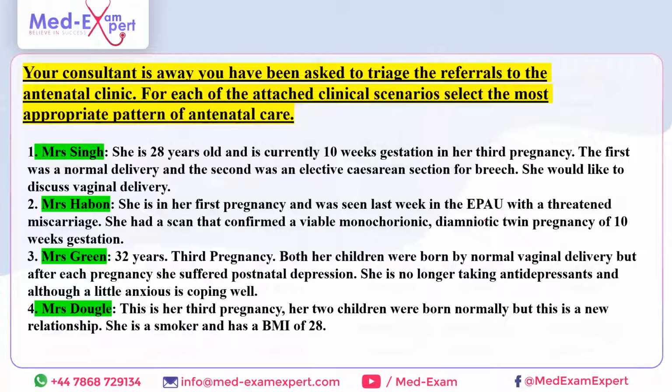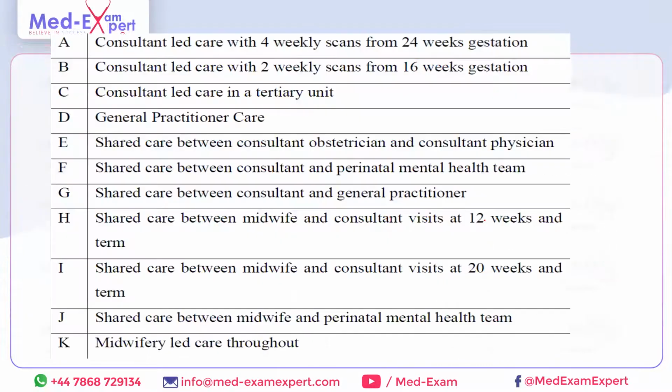Next is Mrs. Havens. She is in her first pregnancy, and she was last seen in the early pregnancy assessment unit with a threatened miscarriage. She had a scan which confirmed that she had a viable monochorionic diamniotic twin pregnancy of 10 weeks of gestation. So she will be under consultant led care.